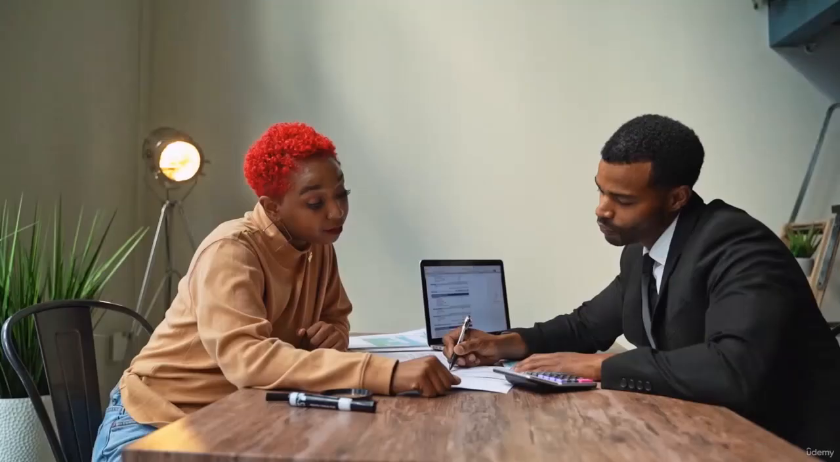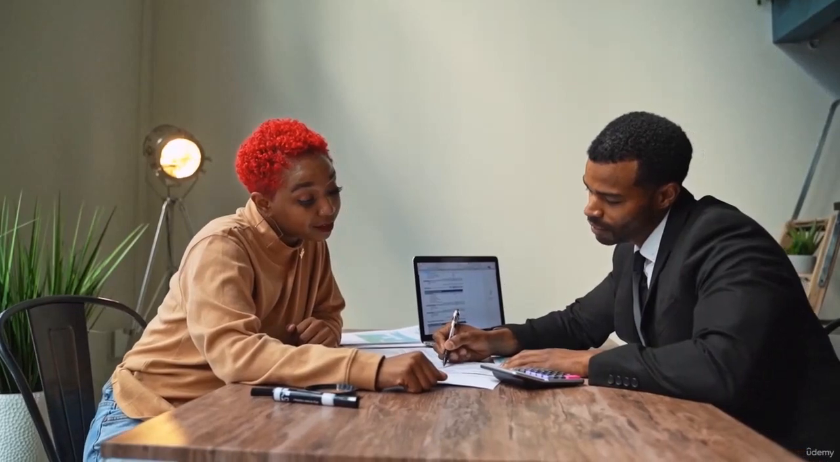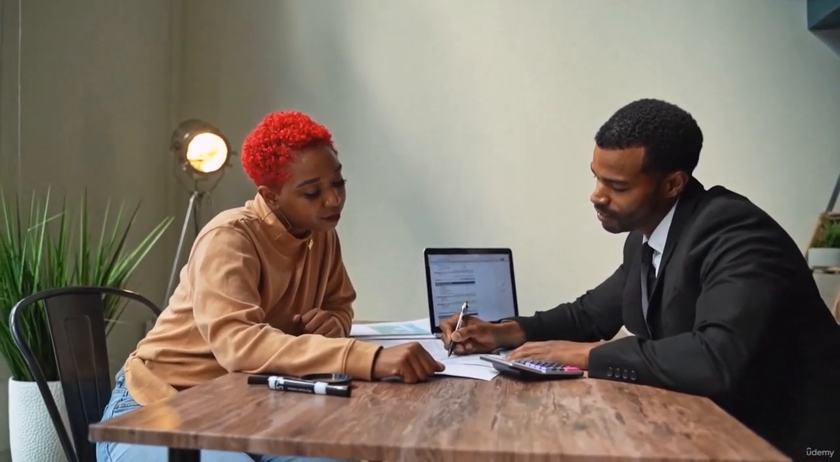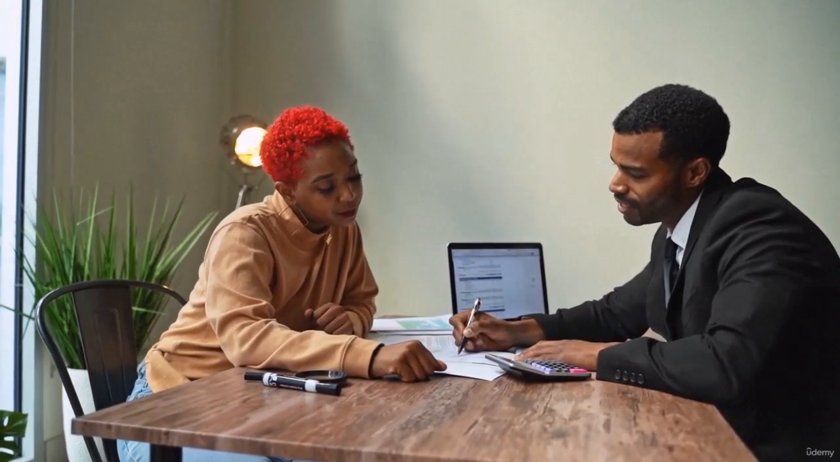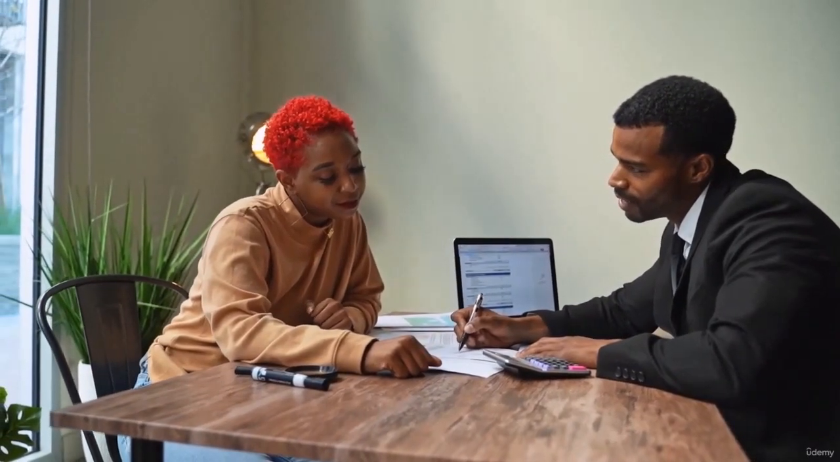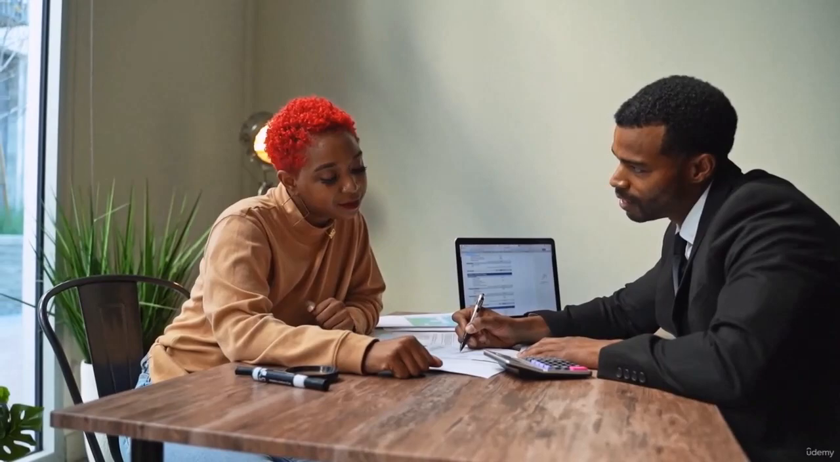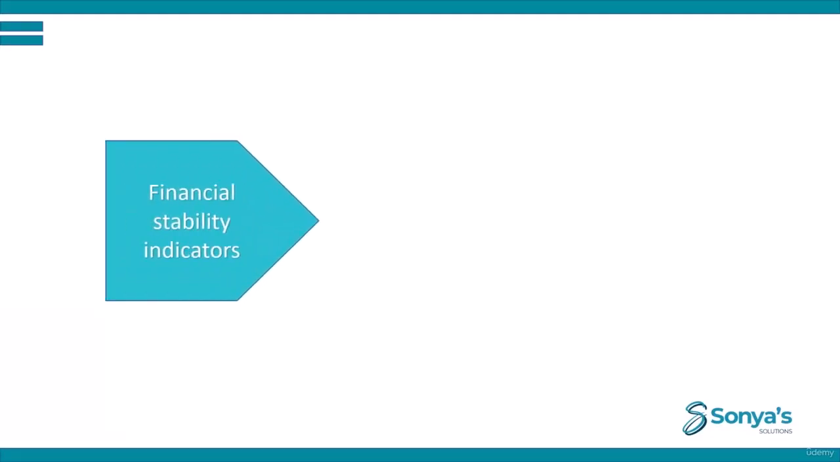At some point in our lives, most of us will want to borrow money. When we borrow a large amount of money, let's say to buy a house, the lender needs to assess the risk of lending to us more thoroughly. To assess risk, a lender will look at whether we are financially stable.